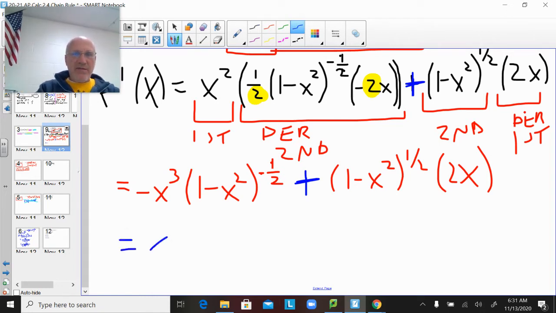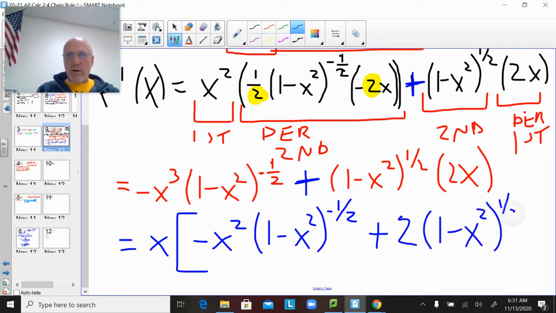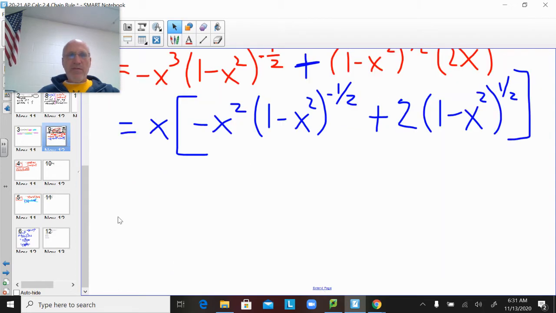So if I take out an x, I'm left with negative x squared times 1 minus x squared to the negative 1/2, plus, now the x is gone, I might just put that 2 out there, and then 1 minus x squared to the 1/2. All I did there was factor out x.